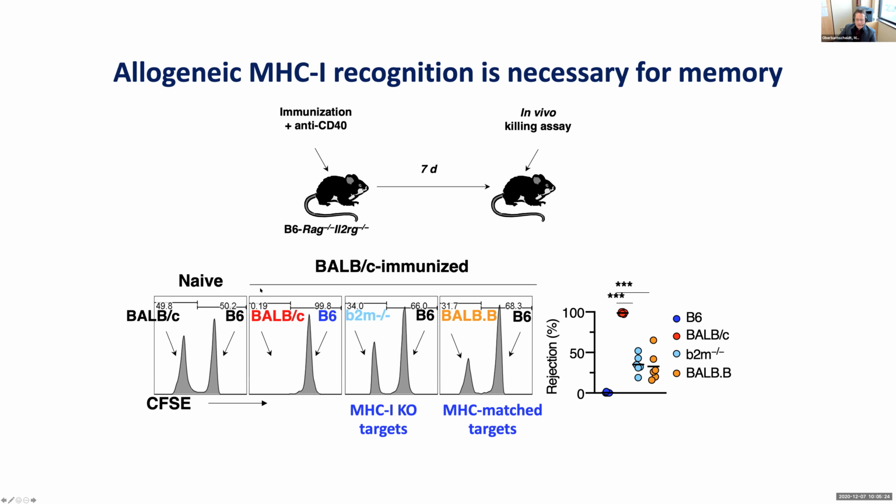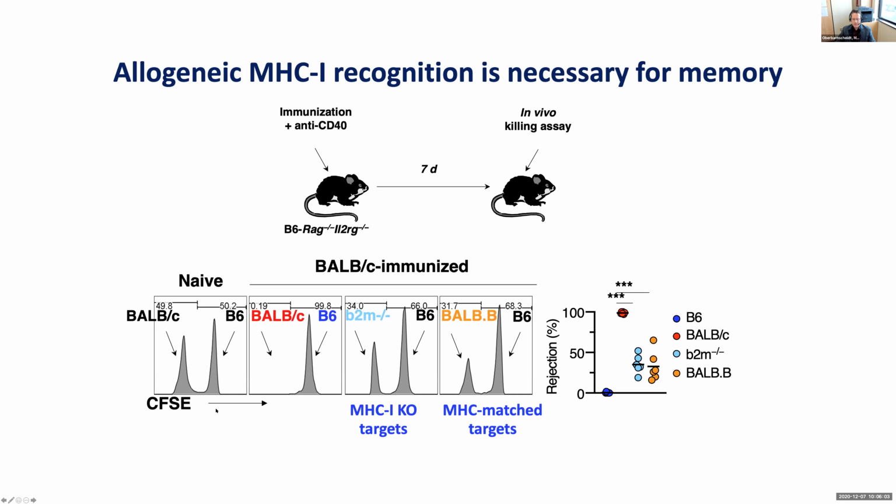So we did similar experiments in a system where we used macrophages. Our collaborator Sean Lee had shown that if you immunize B6 RAC gamma chain knockout mice with allogeneic splenocytes and give anti-CD40 after 7 days, you can observe killing mediated by these macrophages of allogeneic splenocytes that are transferred IV.